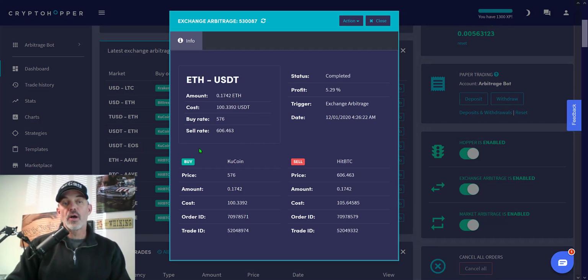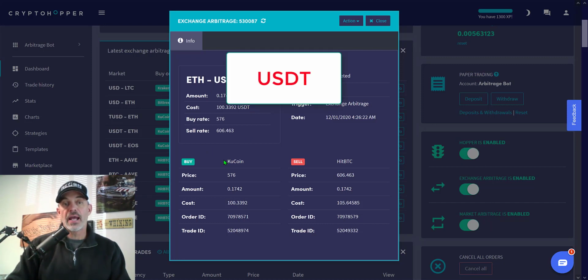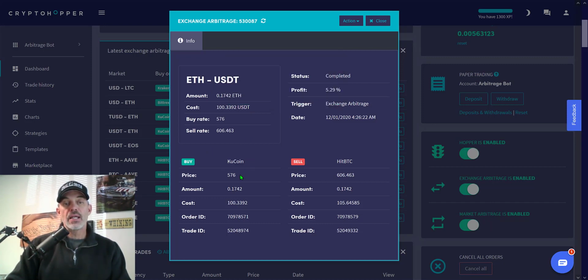And so the first leg of the arbitrage was to take USD that I held on KuCoin and buy ETH at $576. And it was able to buy 0.1742 ETH at a total cost of $100.33. Now on HIP-BTC, I had to hold ETH there as well, and so it ended up selling some of the ETH that I held on HIP-BTC at a price of $606.46. It sold the same amount as it bought on KuCoin, so that I end up with the same amount of ETH just on different exchanges.